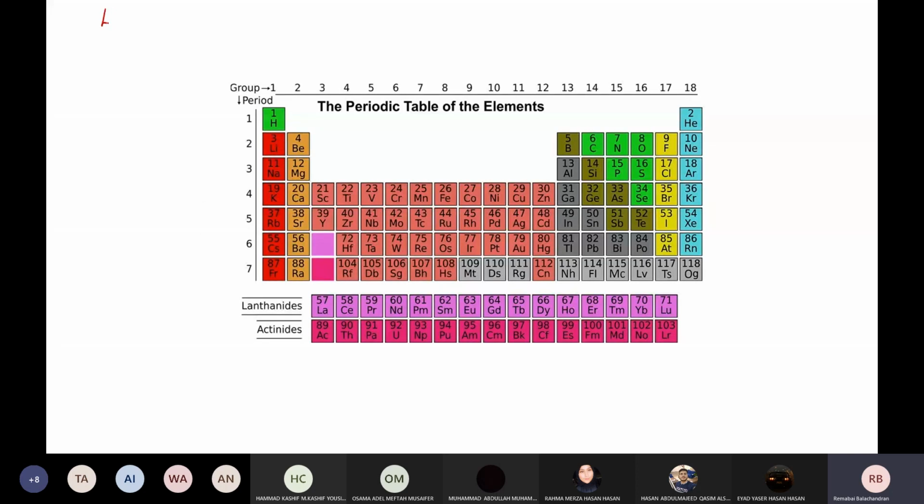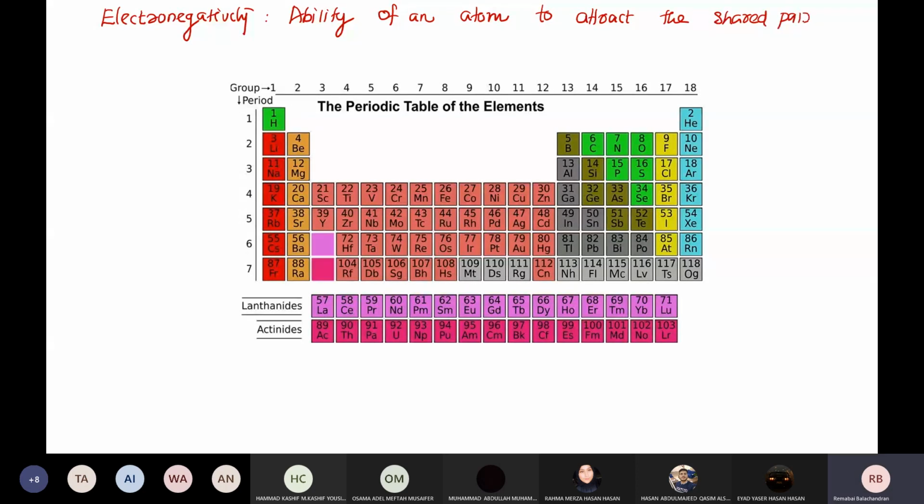Now next, one more point I want to tell you related to lower classes: electronegativity. Do you remember what electronegativity is? It is the ability of an atom to attract the shared pair of electrons, or the bonded electrons, towards itself.